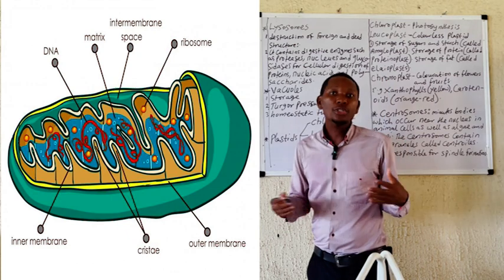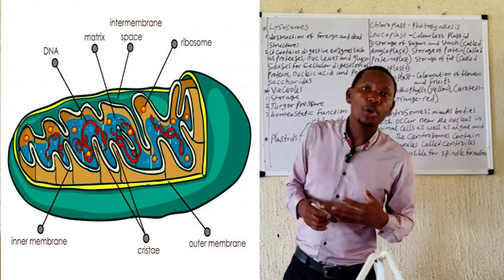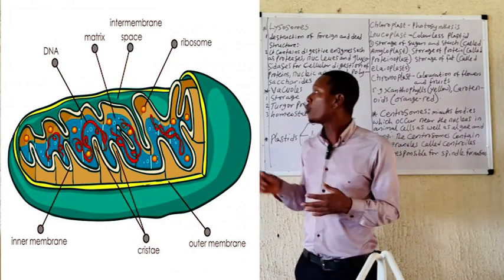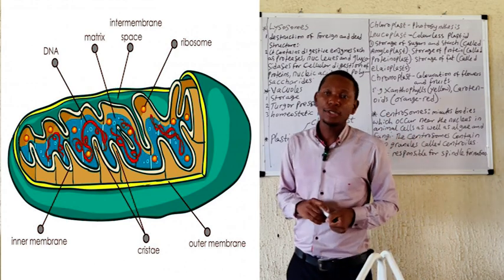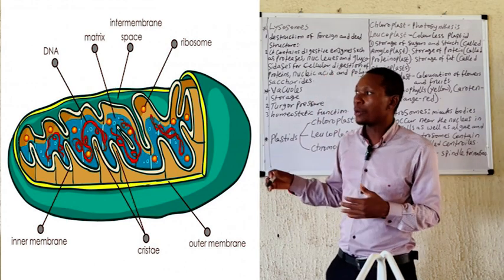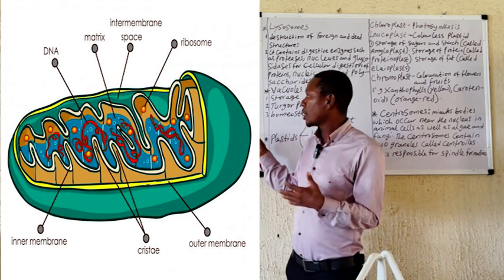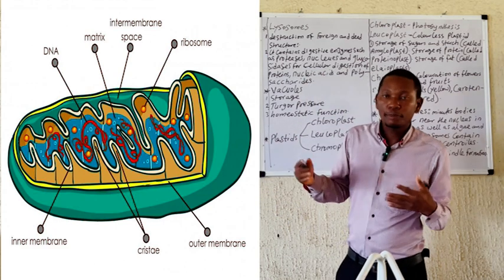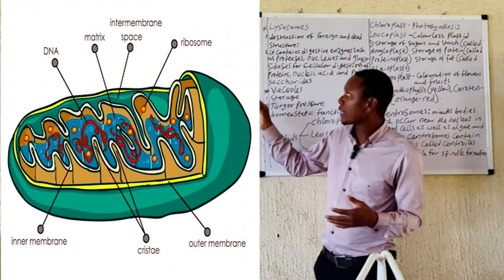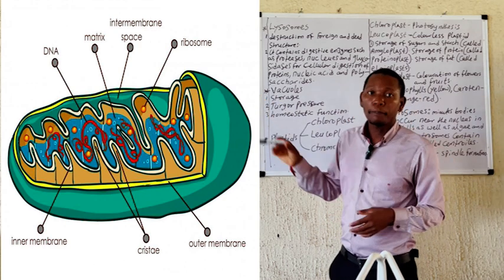The next organelle that we'll talk about is the mitochondrion. As you know, it is a double membrane organelle. You can see from the diagram, it's a double membrane organelle comprising the outer and the inner membrane. Between them we have the interspace. We have various structures present in there.